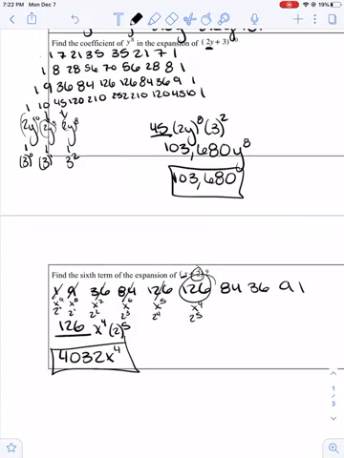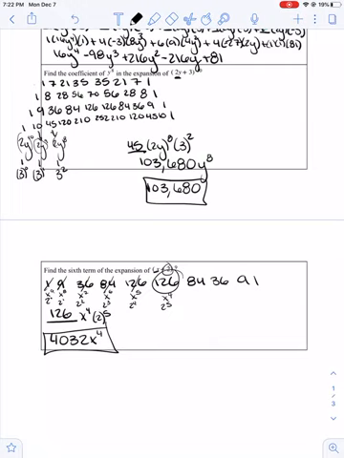So you could have figured out the whole thing, or you just figure out that one term by eliminating and figuring out what the exponent would be for each part of the expansion. So if you have any questions, please let me know.